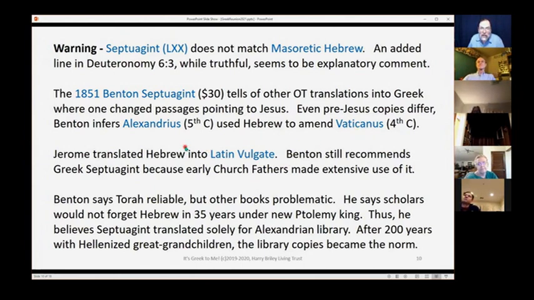So if you're dealing with Greek, you don't want to translate into another language through a secondary language. You don't want to translate, for instance, into Latin from Greek. You want to go to the source language, and that's what Jerome did. He went back to the Hebrew and then created the Latin Vulgate, a direct translation from Hebrew to Latin rather than Hebrew to Greek to Latin.